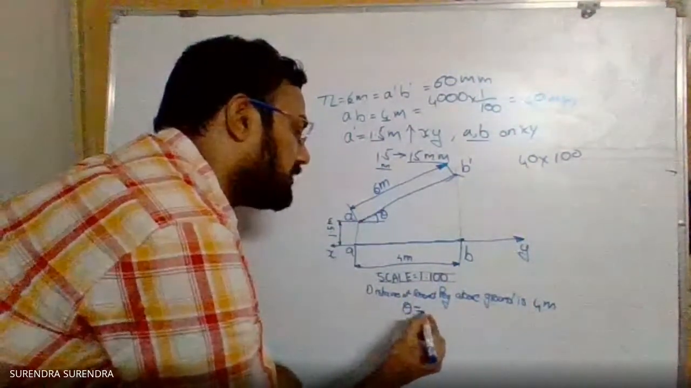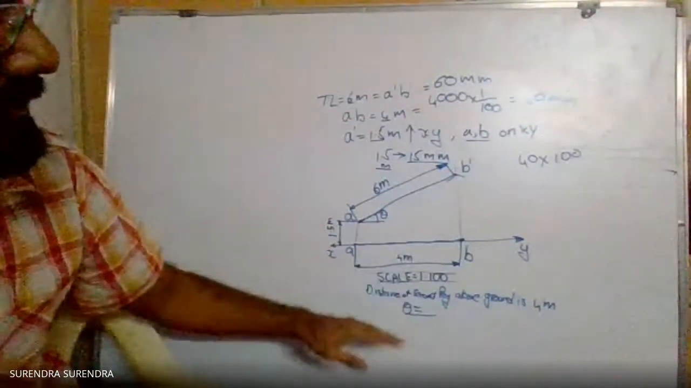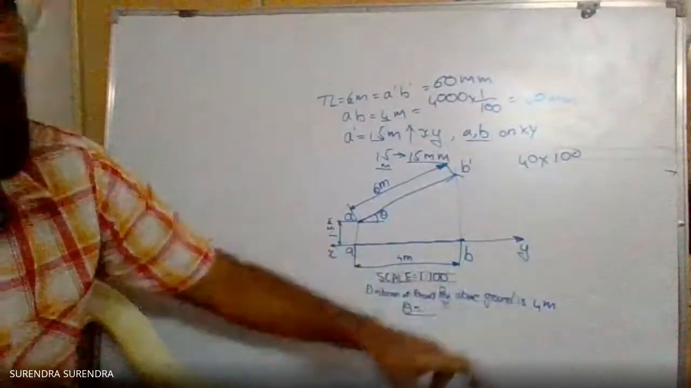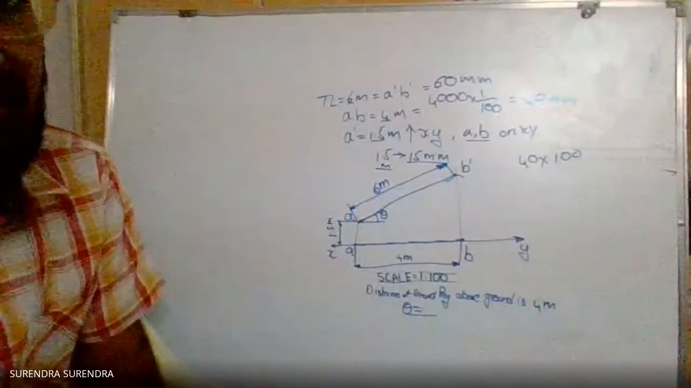So measure the value of theta and also write at the bottom. So we have to write 3 statements. First is scale. Second one is distance of second peg above the ground. And third one is the inclination.